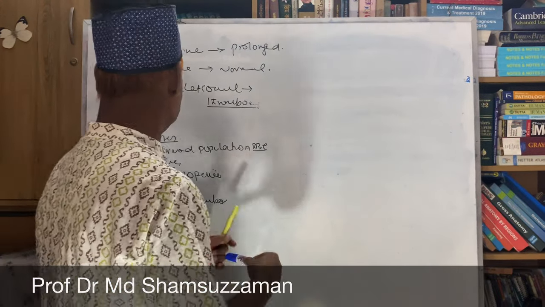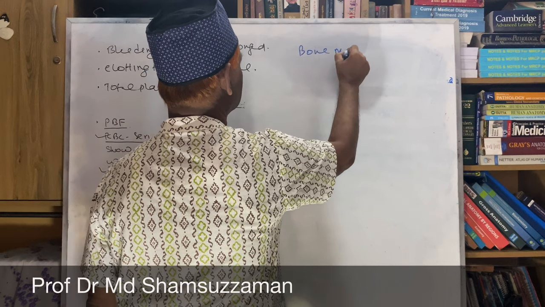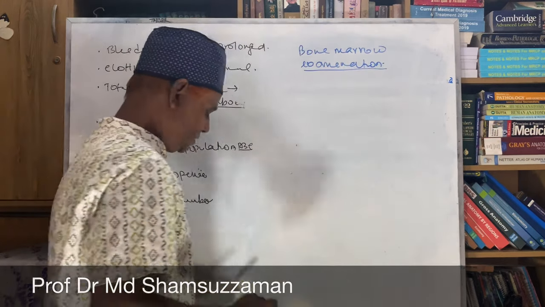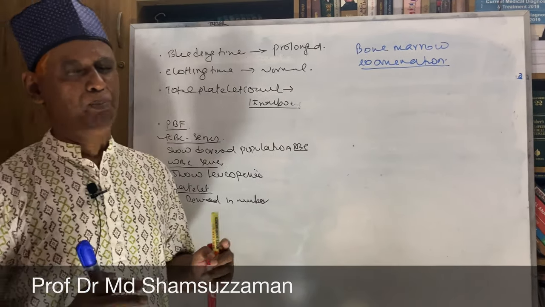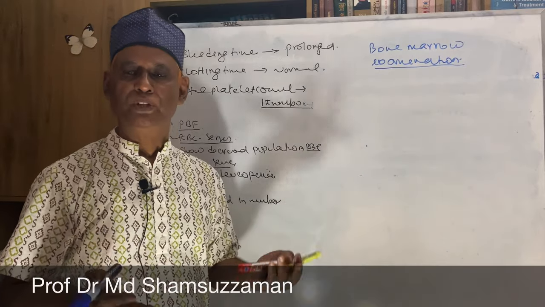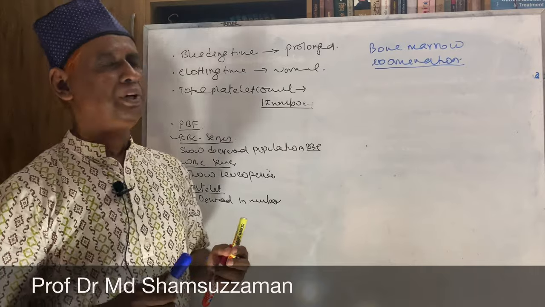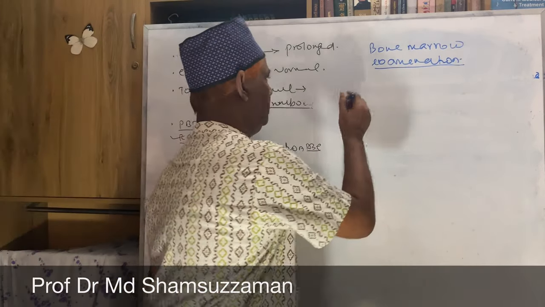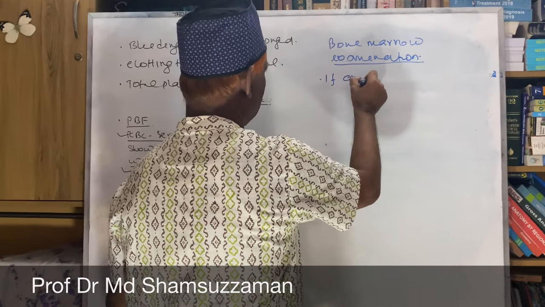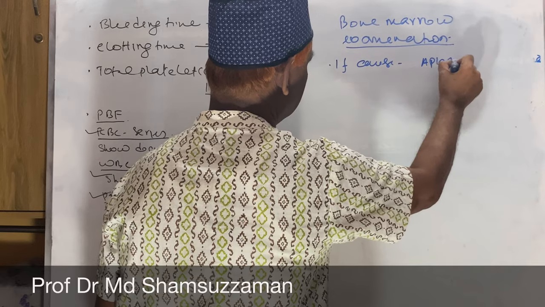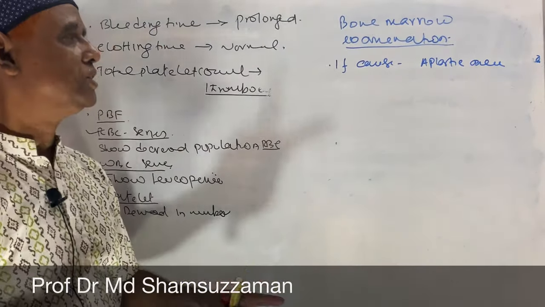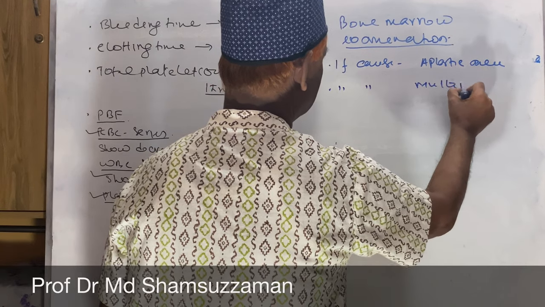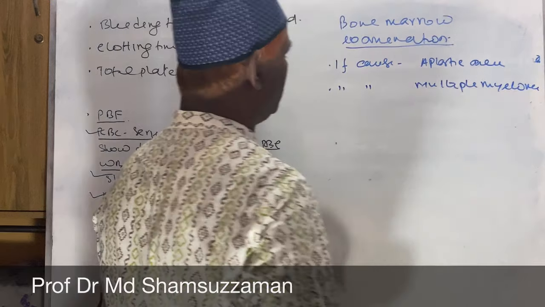Now come to bone marrow examination. Dear audience, if the cause of pancytopenia is aplastic anemia, the bone marrow will show the features of aplastic anemia. If the cause is multiple myeloma, what will be the bone marrow findings?